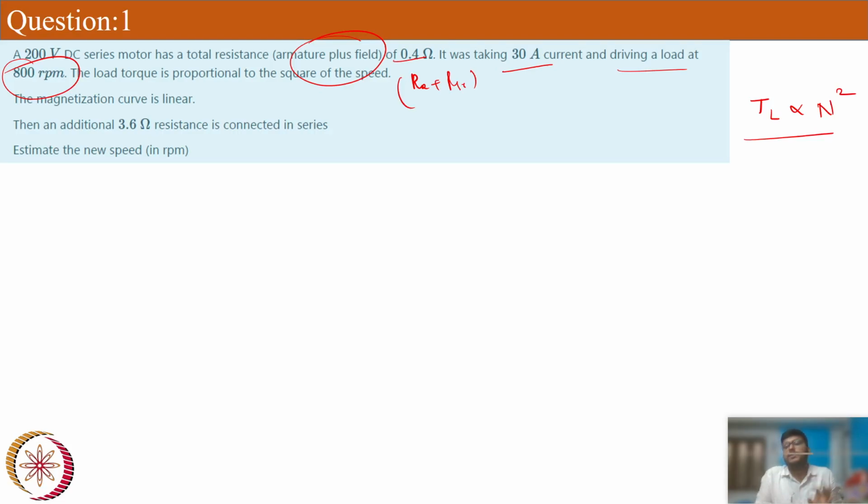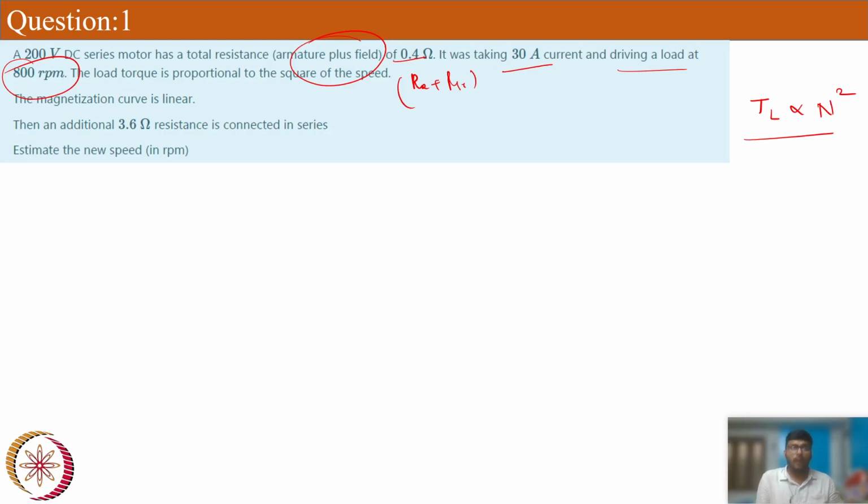So what you have to observe when you are solving a question is, what is your load type? How does my load torque vary with respect to any parameter? Here your load torque is varying with the speed, but with the speed to the power 2. So if your speed changes 2 times, your torque will change 4 times. That's the proportionality relation given in the question. And the magnetization curve is linear, so there is no complexity. Your core is still in the linear region, it's not saturated.